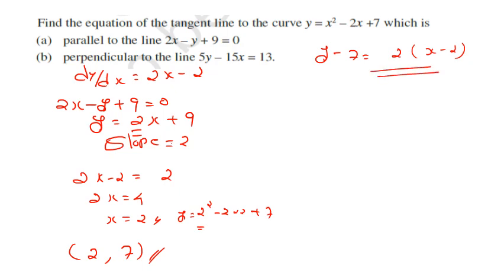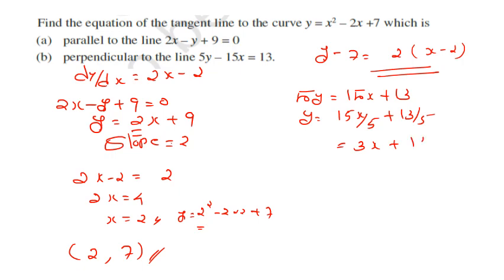And the second part: it is perpendicular to the line. So you know 5y is equal to 15x plus 13. So y is equal to 15x by 5 plus 13 by 5, so 3x plus 13 by 5. So what is the slope? Slope m is equal to 3. But this tangent is perpendicular to the line. So the slope of the tangent is equal to minus 1 by 3.